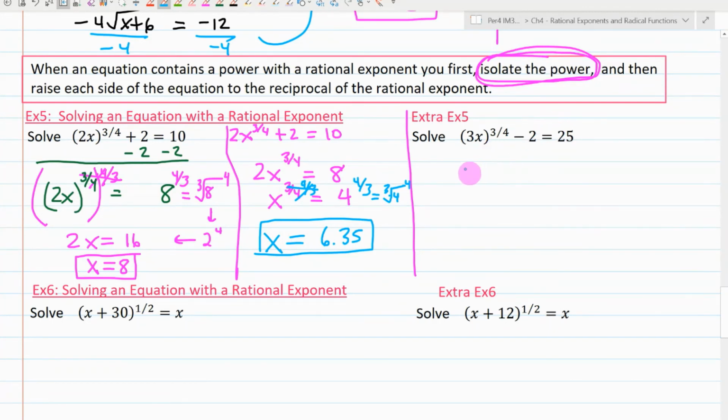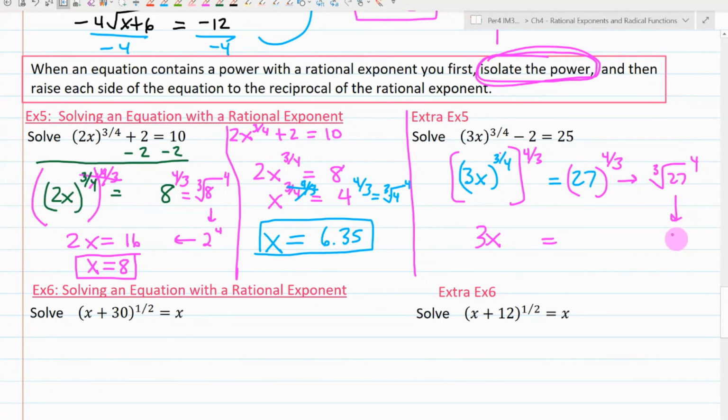All right, so we have 3x to the 3/4 is equal to 27. I'm going to raise each side to the 4/3 power. You're raising it up to the 4/3. You're not multiplying by 4/3. Just be clear. The two exponents get multiplied together, and they give you 1. And then on this side, I get the cube root of 27 to the 4th, which is 3 to the 4th, which is 81. And then divide both sides by 3 here. So x is equal to 27 on this one.